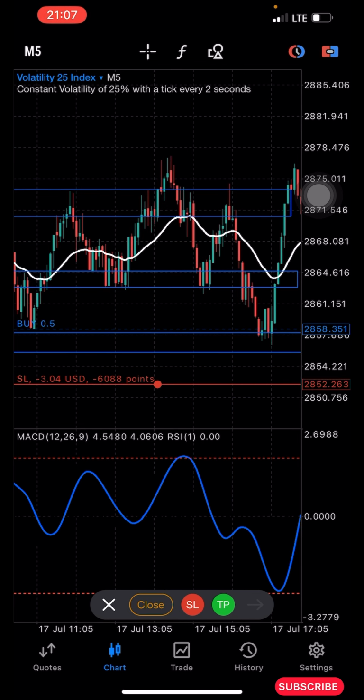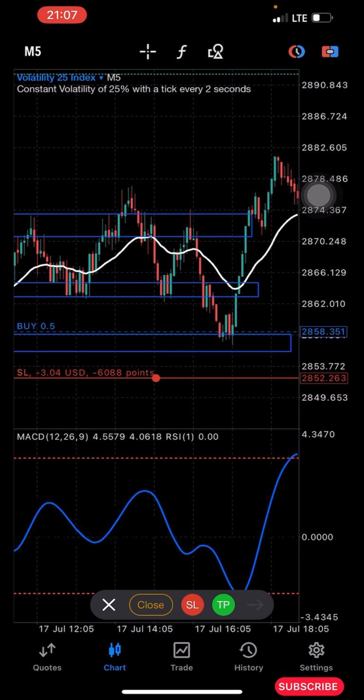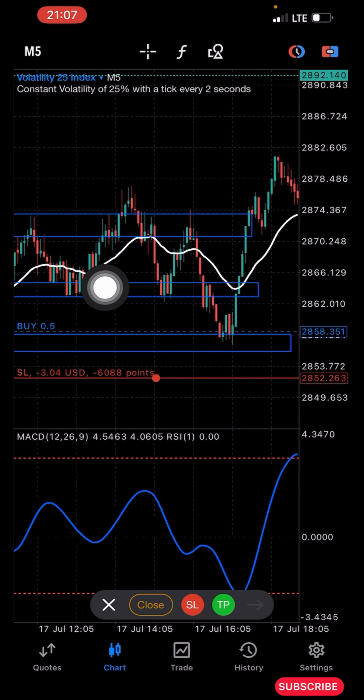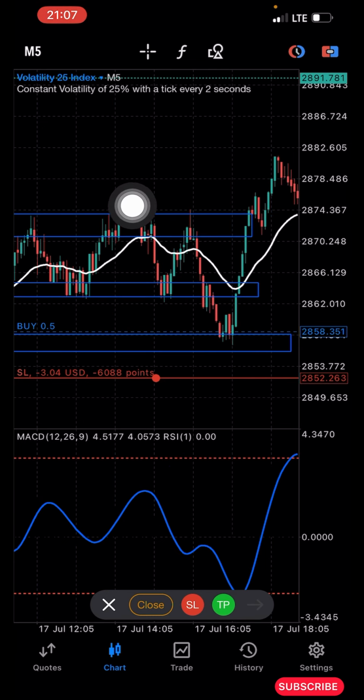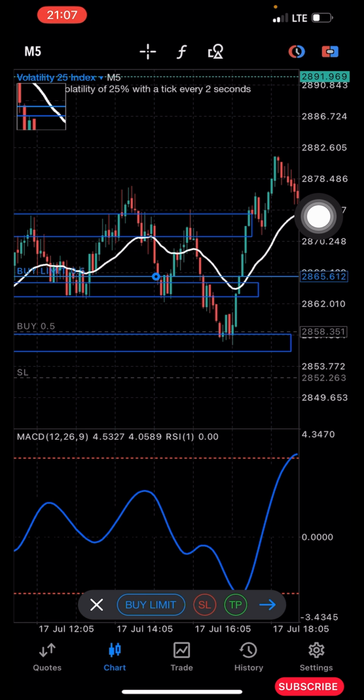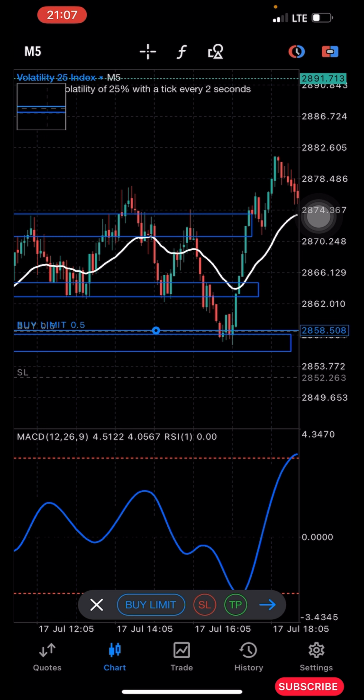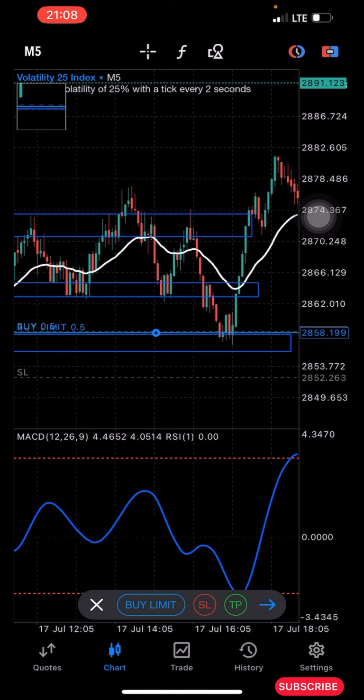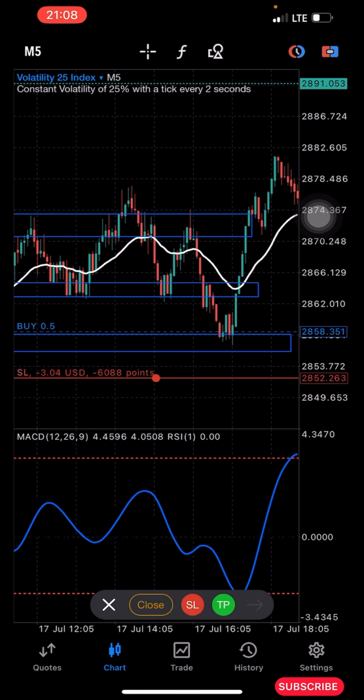But this is the approach I took. First of all, price was heading up around this area initially. So I placed a buy limit here. I placed one buy limit here, and then I placed another one around this third support and resistance zone here, and then I placed the stop loss below it.